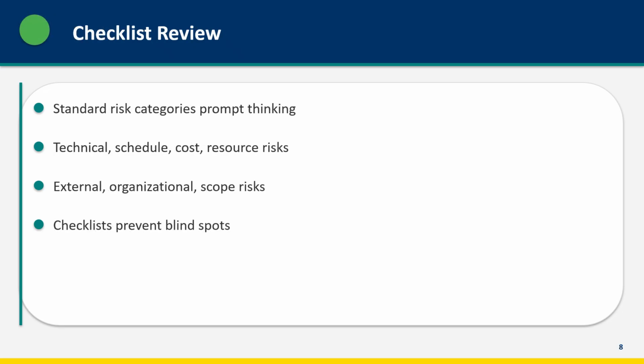Checklists organize risk identification around standard categories. Technical risks relate to technology performance, complexity, or maturity. Schedule risks relate to timeline pressures and dependencies. Cost risks relate to budget accuracy and funding stability. Resource risks relate to availability and capability of team members. External risks come from outside the project, like regulatory changes or market shifts. Walking through these categories systematically prevents blind spots.